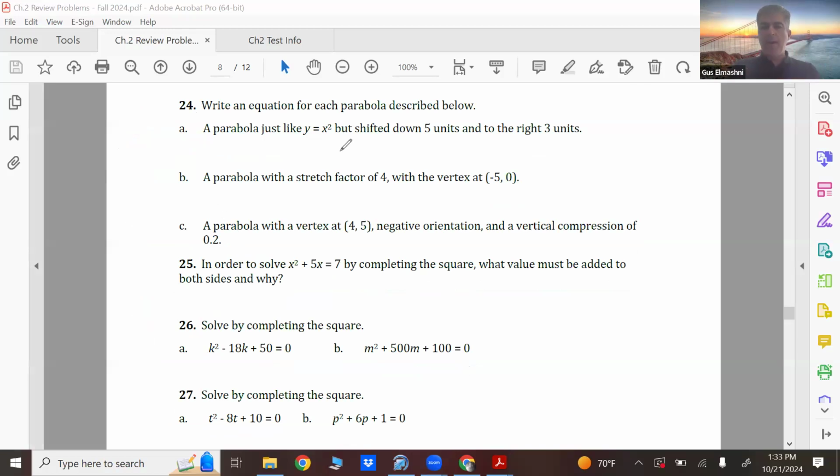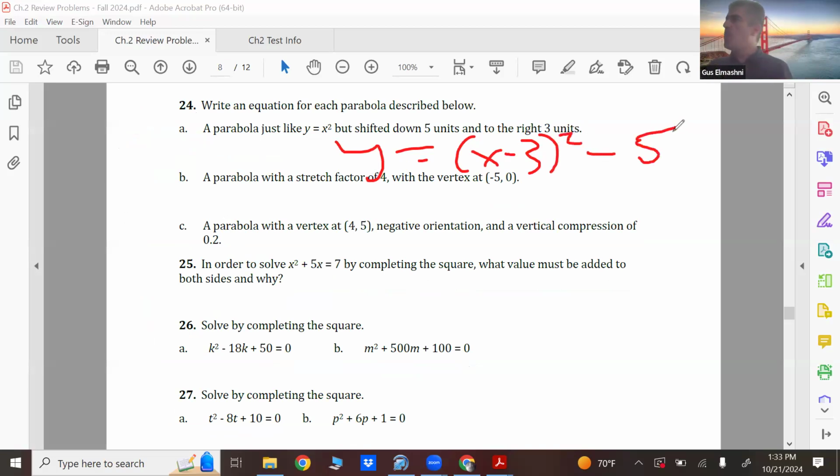So, for example, how would I write part A? Well, if I'm going 3 right, I'm going to do x minus 3 squared, and I'm going 5 down, so minus 5. Because remember, when you're going right, it's actually minus, because you want the vertex to be at 3. So you need that part to be 0, so you get -5 for y. Or for part B, I want to stretch by a factor of 4.